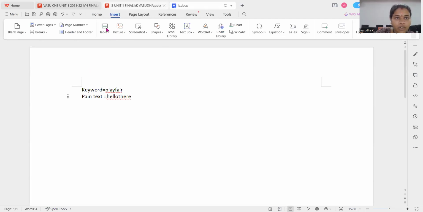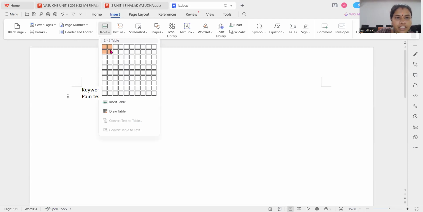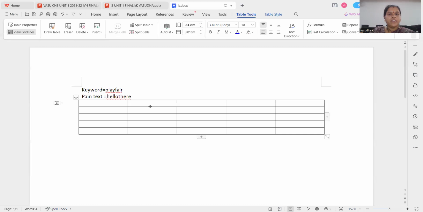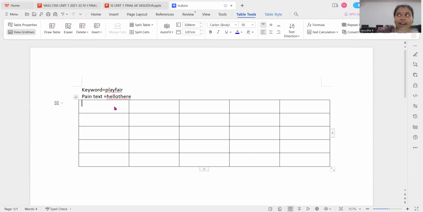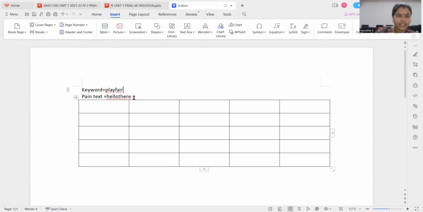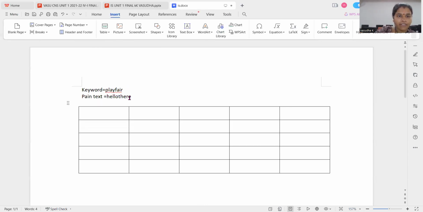Now, according to the Playfair methodology, what we have to do here is take a 5 by 5 matrix. First, initially the keyword letters have to be taken. What are the keyword letters we have here? We have Playfair first.